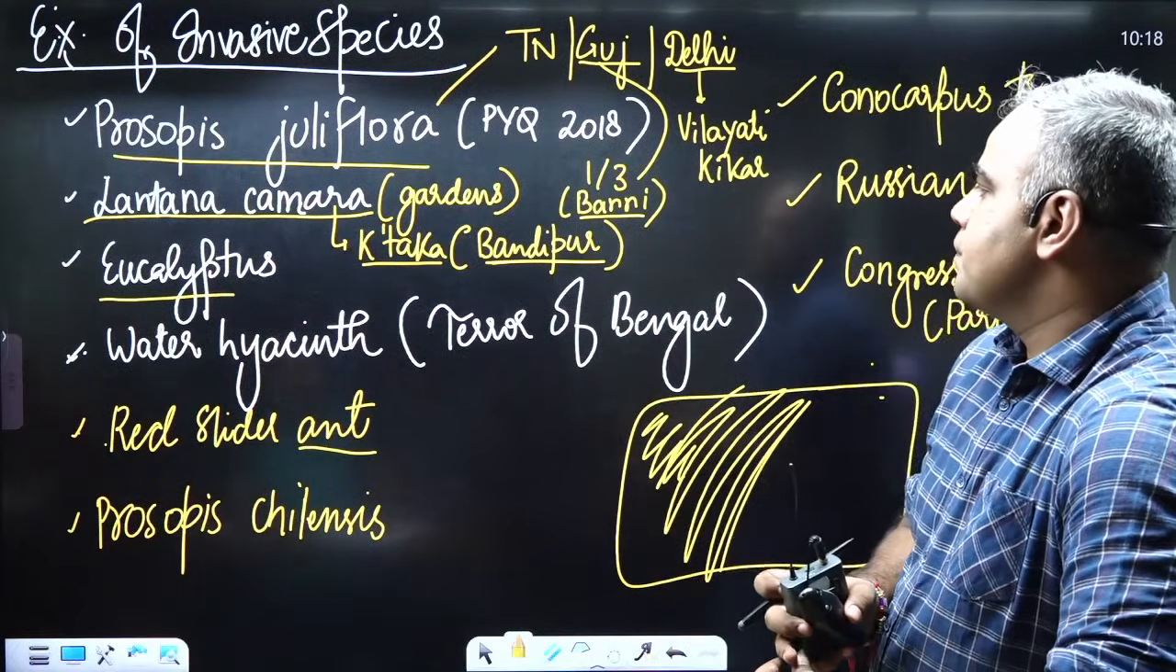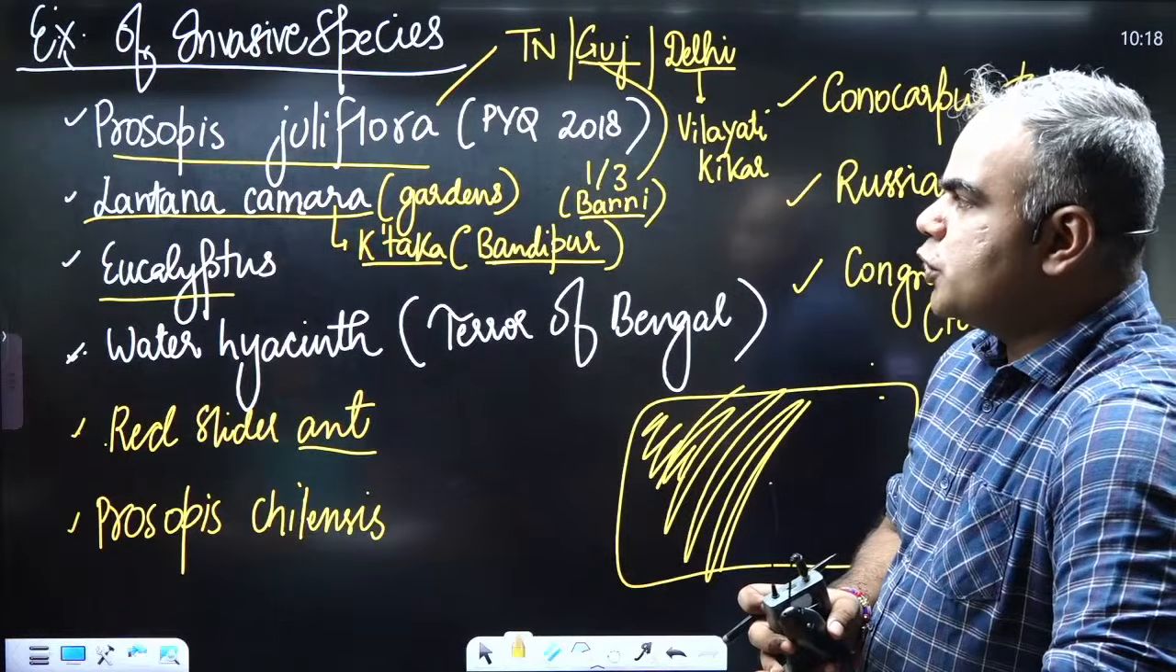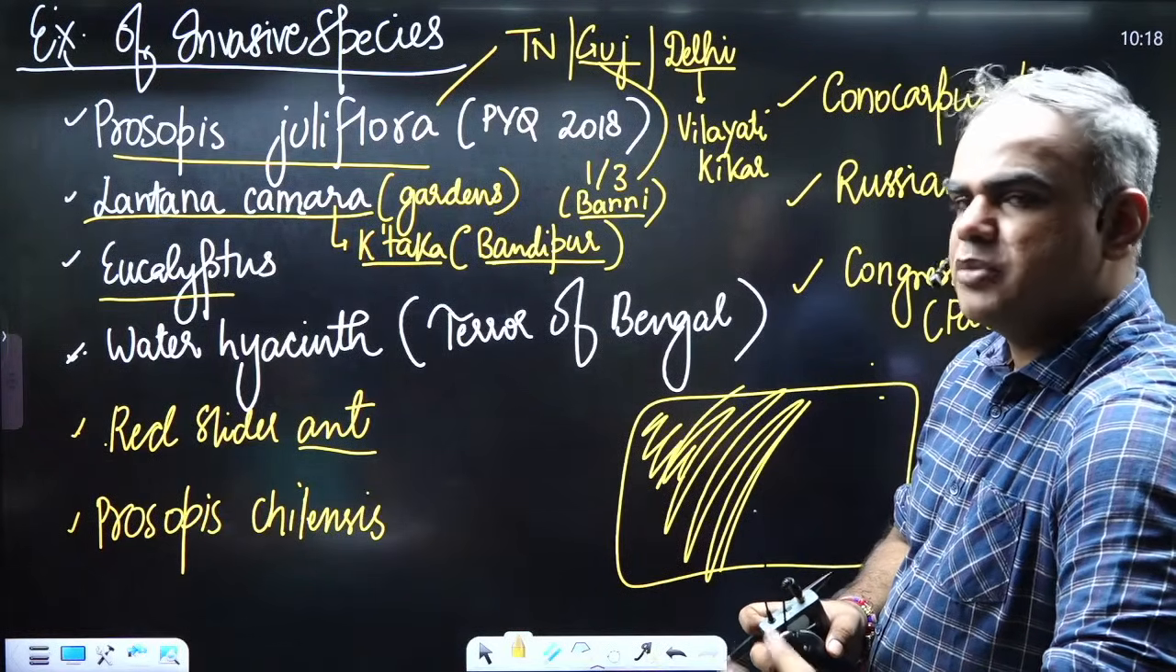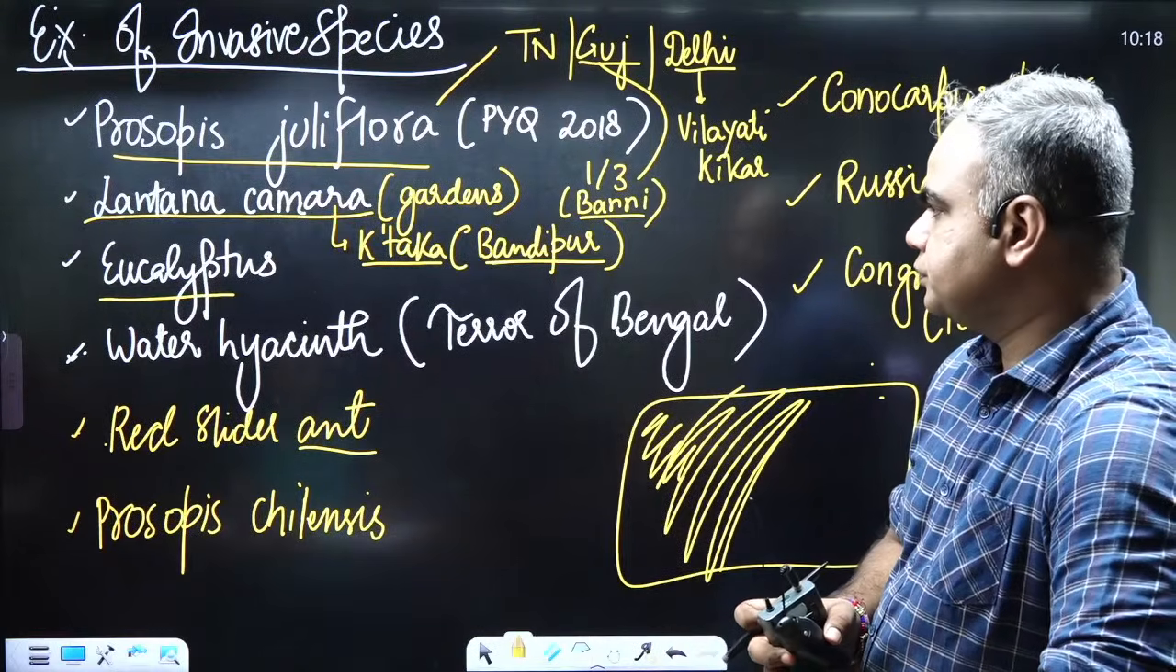Okay. Other than that, I've also told you the removal of Lantana camara, even in Madhya Pradesh and Karnataka, can also be a part of MG Narega. Okay.